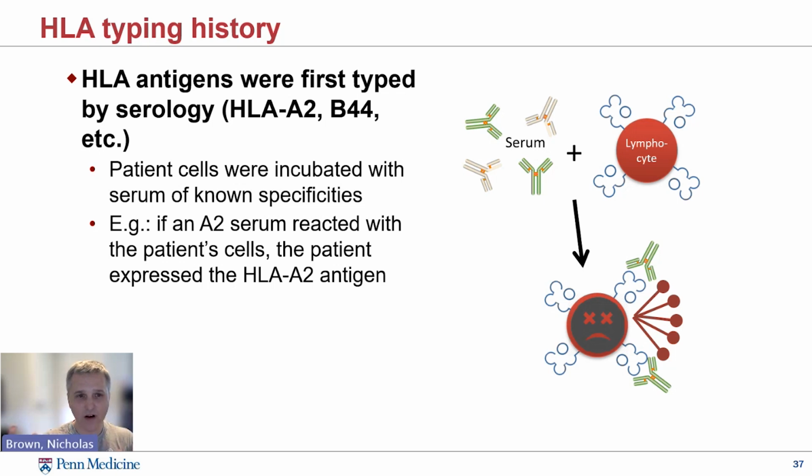And then we would look under the microscope at all these wells, and we would see which wells had live cells, which had dead cells. But the example here is, if you had a serum that was called A2, and if that serum reacted with the patient's cells and killed them, then that meant the patient expressed the HLA-A2 antigen, right? And so that was kind of the original way that we had to type HLA molecules.